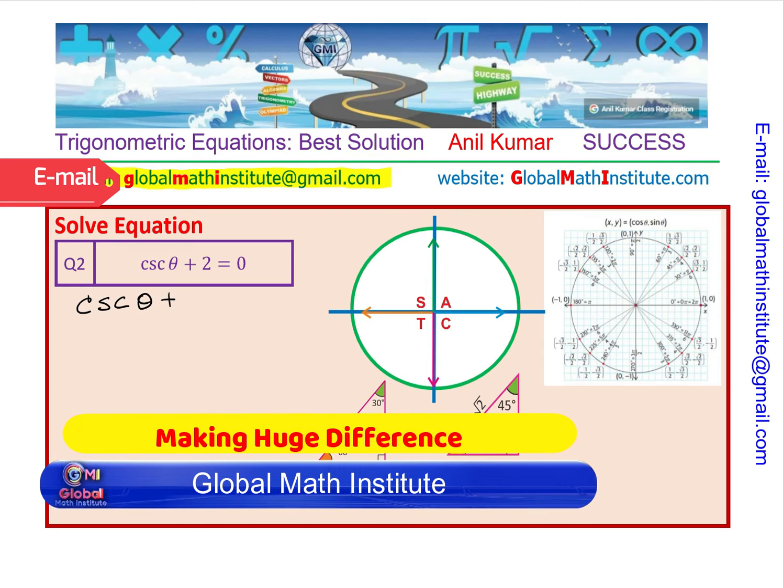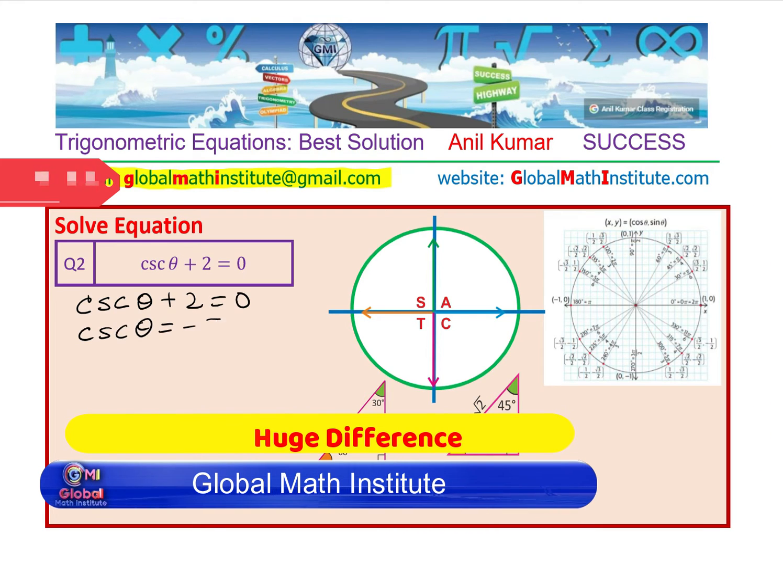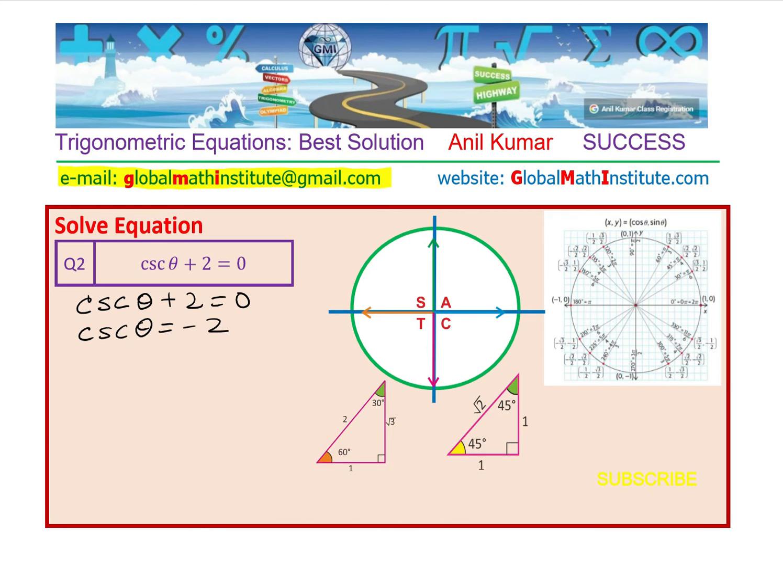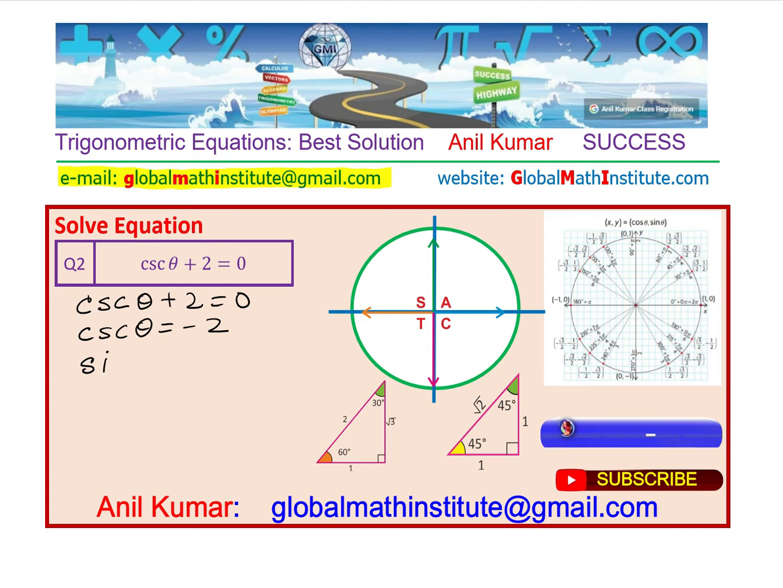So once again, the steps involved are: isolate the trigonometric ratio. We have cosecant theta plus 2 equals 0, which means cosecant theta equals minus 2. Cosecant is the reciprocal of sine, and therefore we can write sine theta equals minus half. So once again, sine theta is minus half.